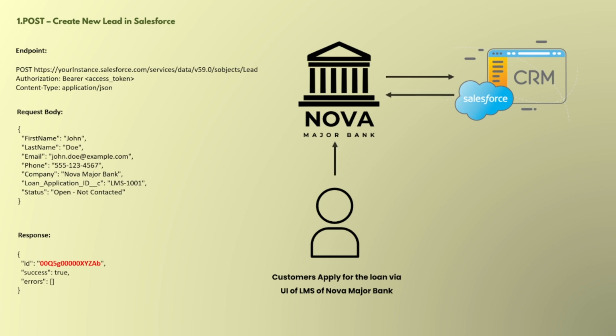Next time you come to me, Noah Major Bank, don't tell me the name of the customer, John. Don't tell me the email of John, don't tell me the last name of John, don't tell me the phone number of John.